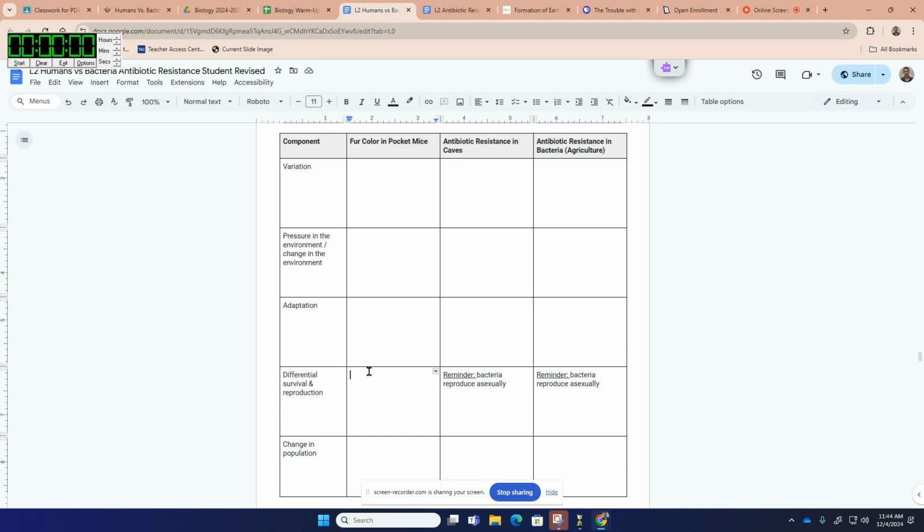So then differential survival. So what happens? Well, the black mice survive, right? They're the ones that have the camouflage to survive the predators. So the black mice survive more. Differential survival means that some traits survive more than others. So the black trait survives.